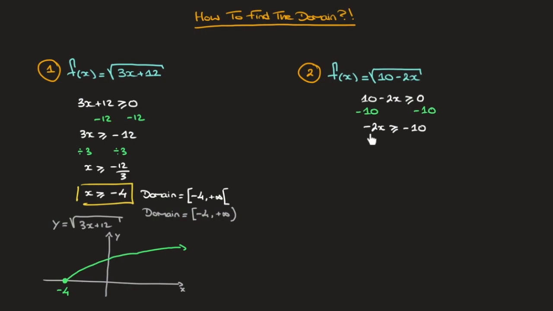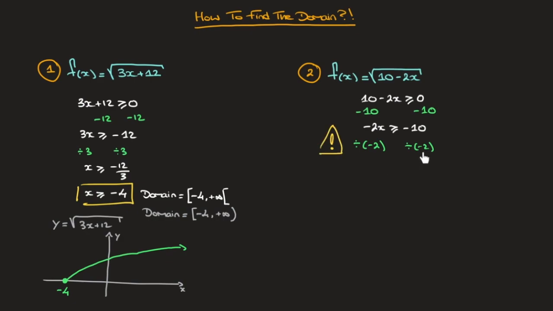Next, I need to get rid of this negative 2, which is multiplying x on the left-hand side. And to do that, I'm going to divide both sides of this inequality by negative 2. But this is where we need to be careful. Anytime we multiply or divide both sides of an inequality by a negative number, we need to reverse the inequality symbol. So here, because we're dividing both sides by negative 2, this greater than or equal to will turn into a less than or equal to. And in fact, I'll put a little danger symbol right here to make a note of that.